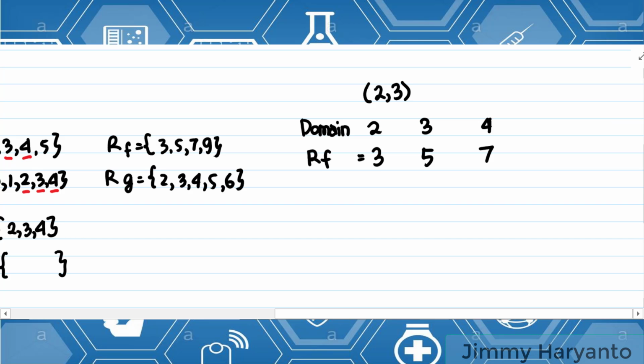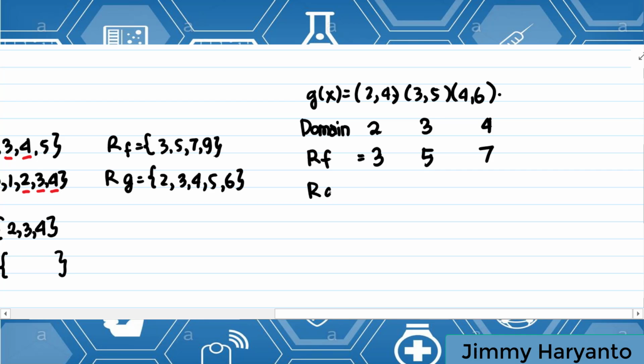coordinates. (2,3), this is for the coordinates of f(x): (2,3), then (3,5), and then (4,7). That means when the domain is 2, the result is 3 for f. And for x equals 3, the range of f will be 5, and so on. How about g(x)? For g(x), we have (2,4), then (3,5), and then (4,6). So the range of g(x) will be 4, 5, and 6.